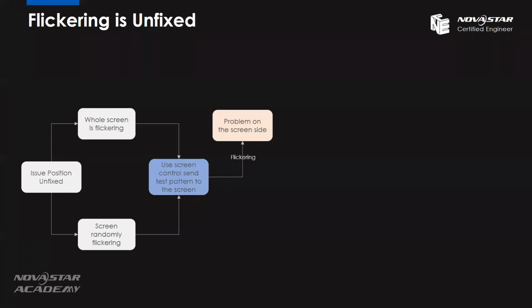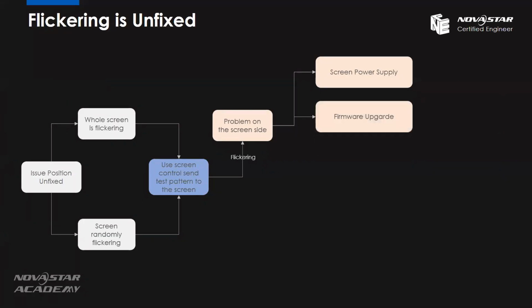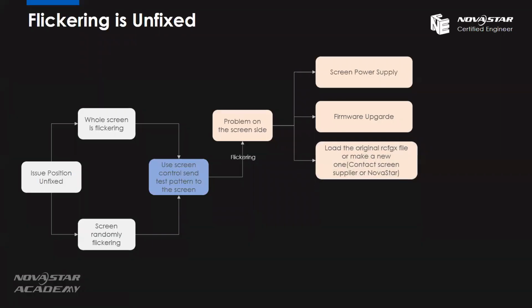After we send the screen control test pattern, if the screen is still flickering, we can confirm the problem is on the screen side. We may need to check the screen power supply, because if there is insufficient power supply, it could make the whole screen flicker. And it could be the firmware. Maybe the whole screen is running the wrong firmware, which could cause the screen flickering, and we need to find the correct firmware to upgrade the screen. And it could be the RCFG file. We may have sent the wrong RCFG file to the screen, so we need to find the original RCFG file from the manufacturer.